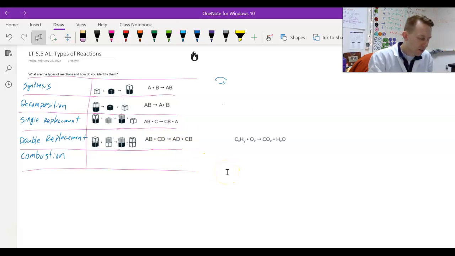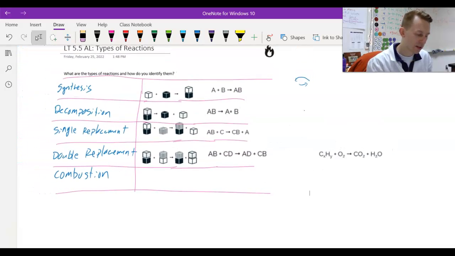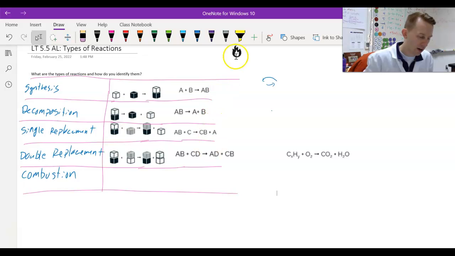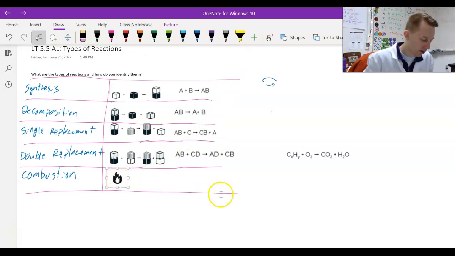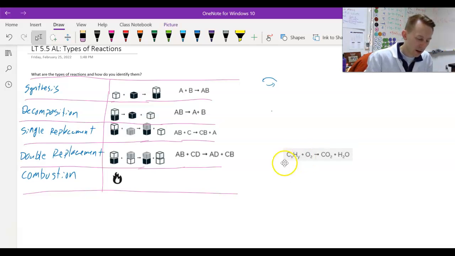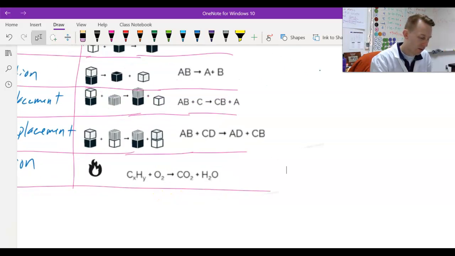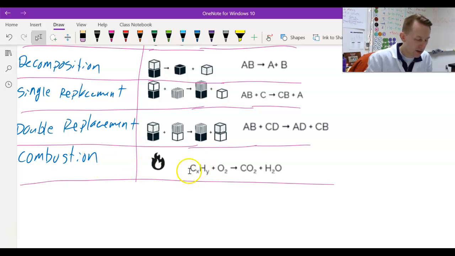Right? Now the last one that's both the easiest and the hardest is combustion. The reason why it's hardest is because drawing the particle diagram is really hard, so that's why there's just a picture of a fire right there. But combustion is just something burning, and so you need oxygen in order to burn, so you're always going to have oxygen as a reactant for this. Now, if you look carefully, you also are going to have carbons and hydrogens as reactants for combustion, and you're always going to have CO2 and H2O for just a normal simple combustion reaction like this.